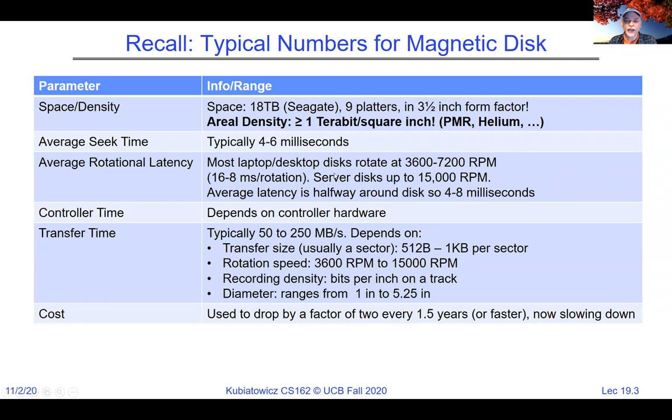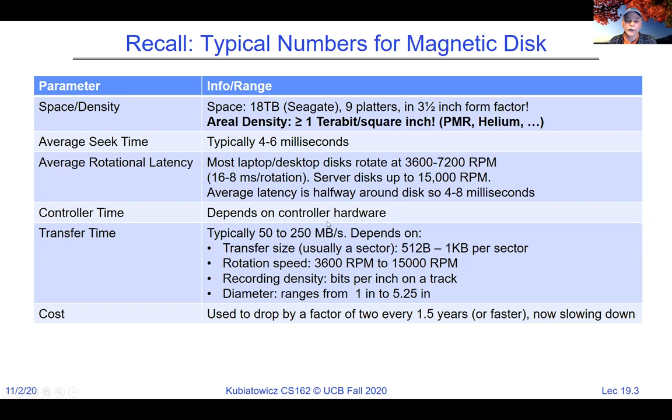All right. The rotational speed for laptop or desktop disks is in the 3600 to 7200 RPM range, which is somewhere between 8 milliseconds per rotation for the slower one and 6 milliseconds per rotation for the faster one. Server disks can get to be 15,000 RPM. And so the latency is less. Controller time depends on the controller hardware. Transfer time is typically 50 to 250 megabytes per second.